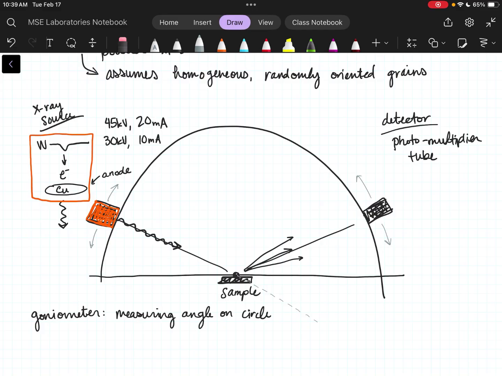While we are running this, like I said, we're measuring our position, and the instrument reports the position as the value 2 theta.